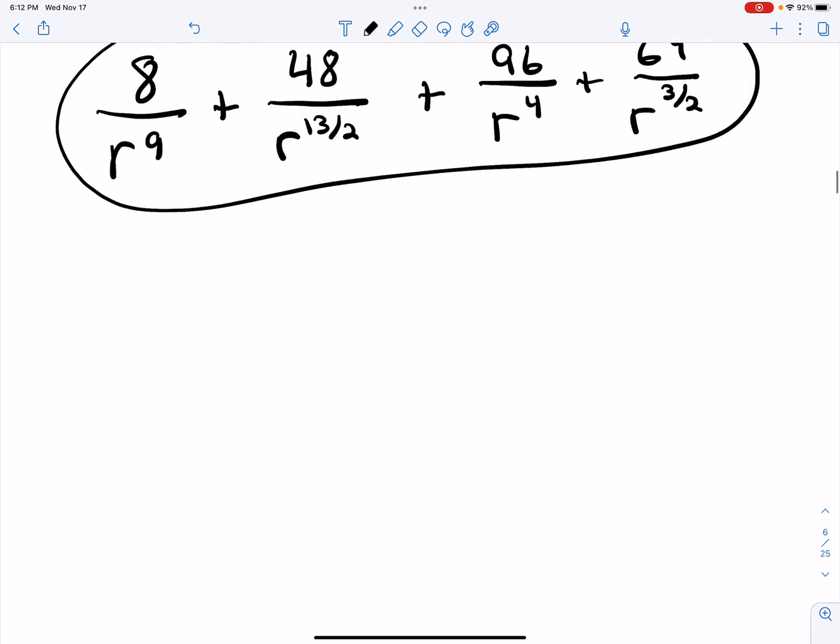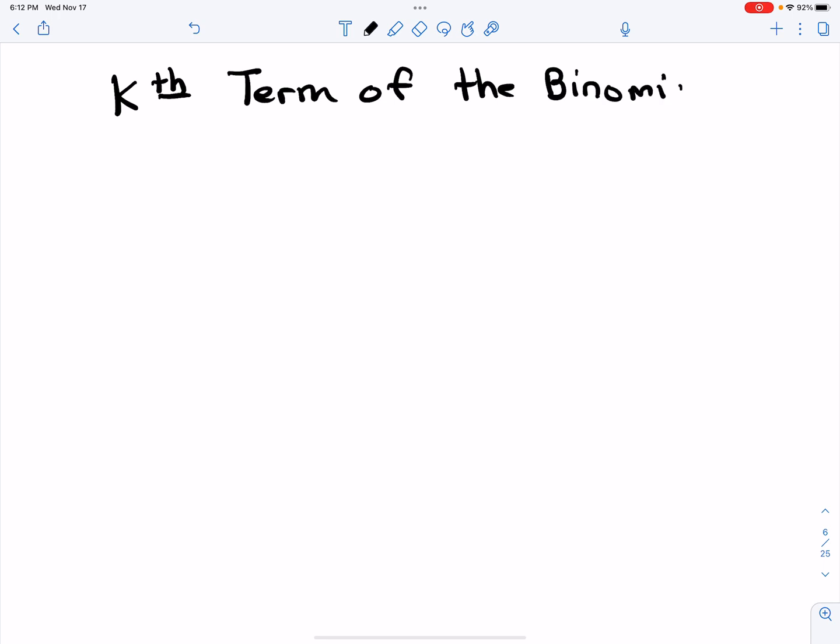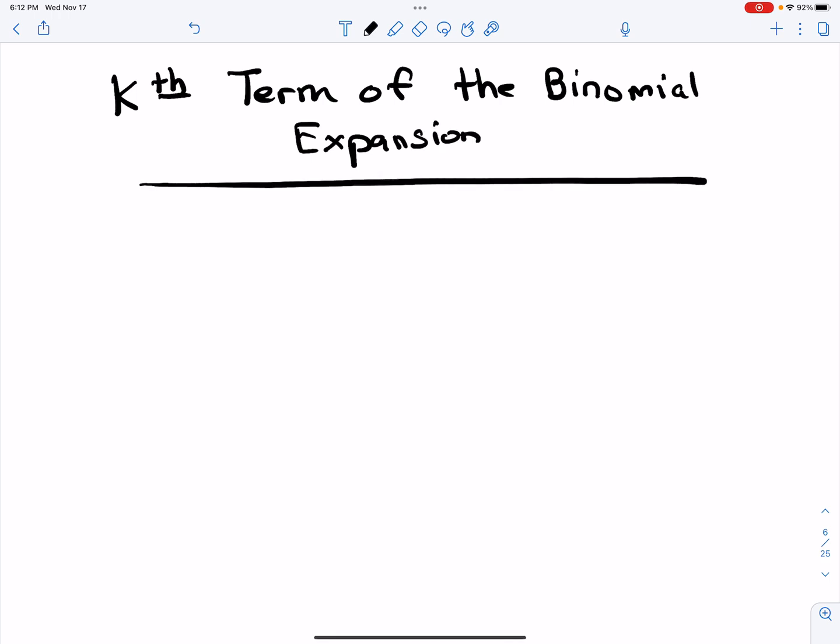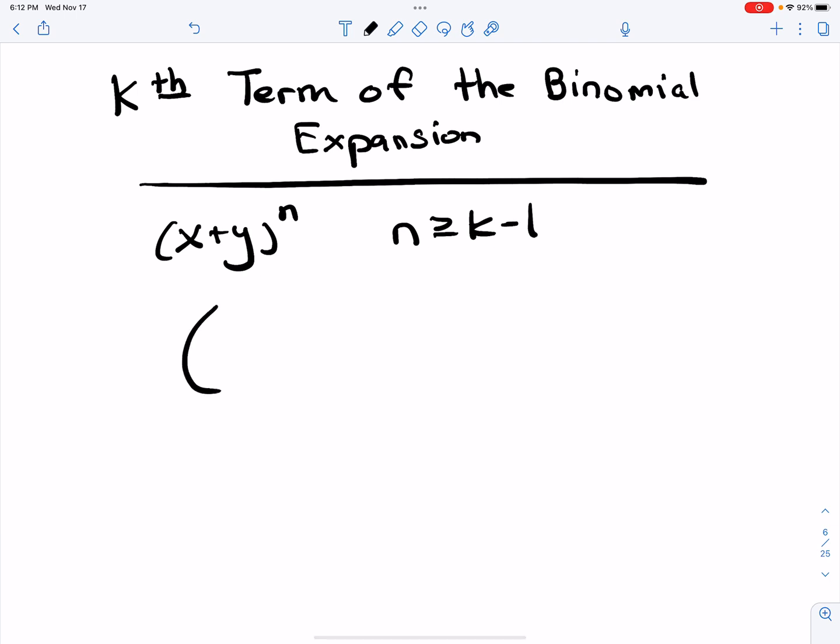All right, one last concept, wrapping it up. Kth term of the binomial expansion. If you have x plus y to the n, and your n is greater than or equal to k minus 1, then the kth term is this.